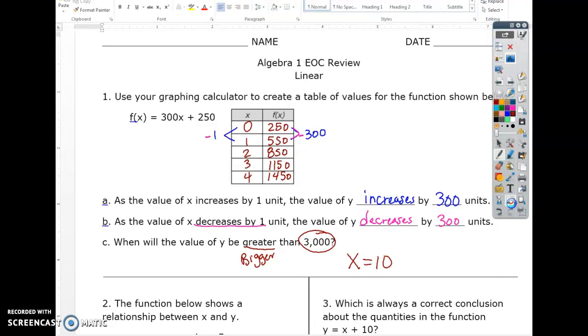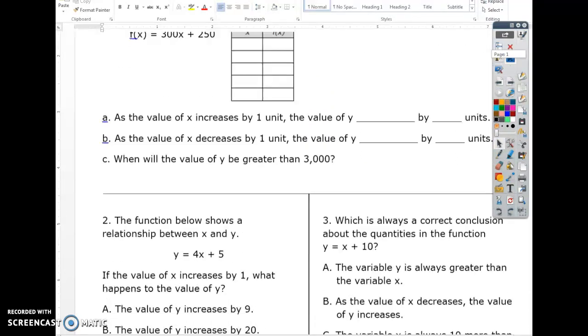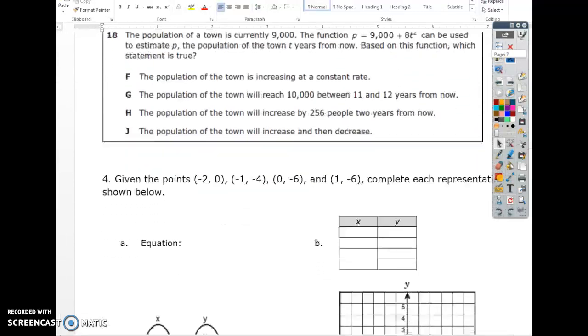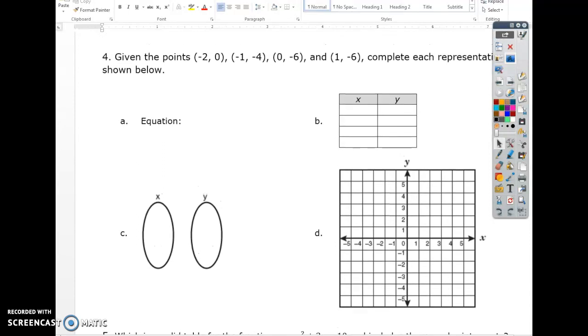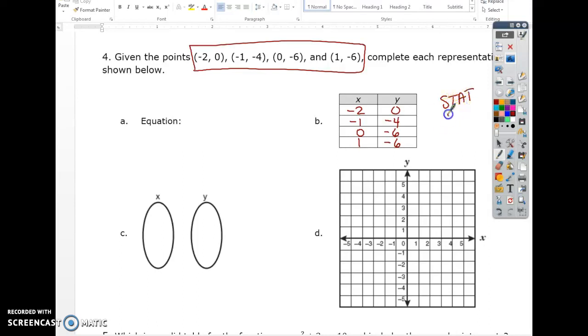All right, number 4. I would start by putting these here on the table. So negative 2, comma 0, negative 1, comma negative 4, 0, comma negative 6, and 1, comma negative 6. Then you can put it in stat, calc 5, and get the equation, okay, and get the graph.